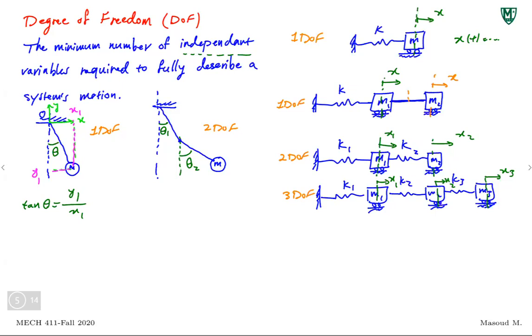Another example of degrees of freedom. Let's think of this. This is for you. You tell me if I have a spring there, mass 1, goes through something like this.